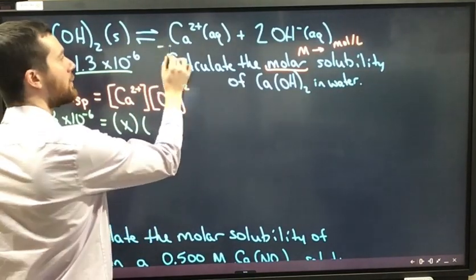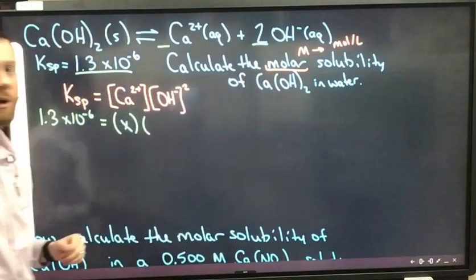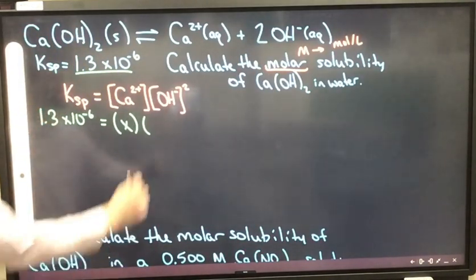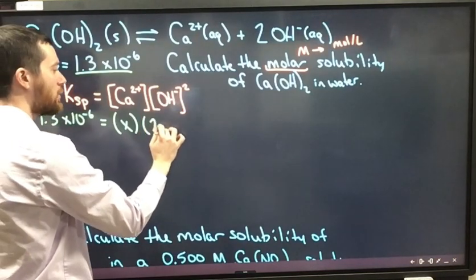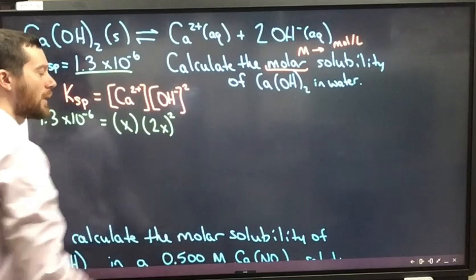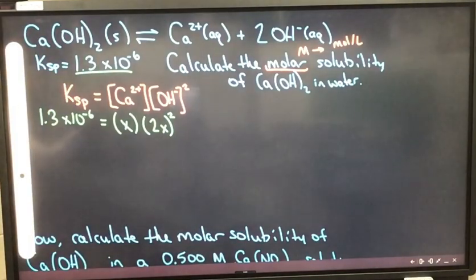Well, if you look, for every 1 calcium, there will be 2 hydroxides. So whatever the concentration of the calcium is, the concentration of the hydroxide will be twice that much, so it will be 2x. But don't forget to bring down your squared here. That squared is just part of the equilibrium expression. You've not yet accounted for it.